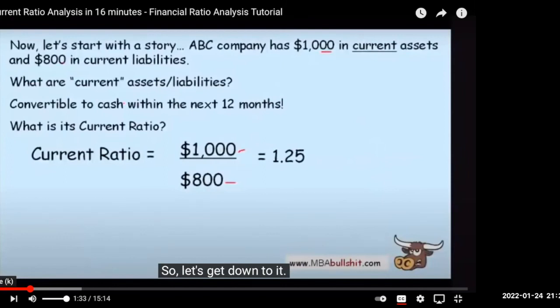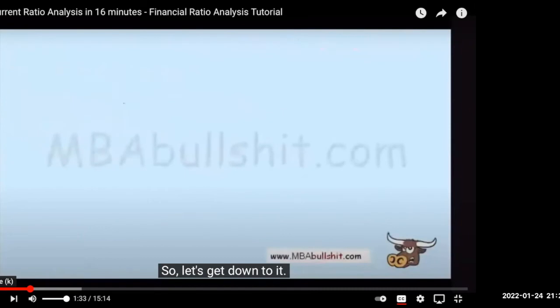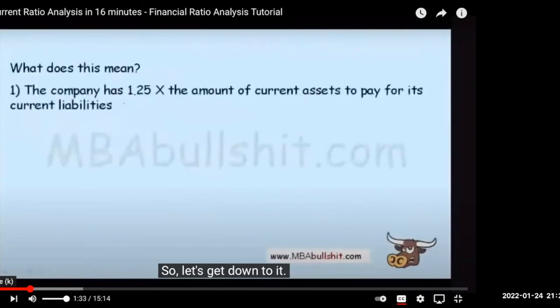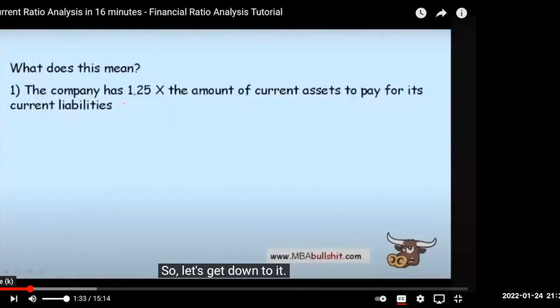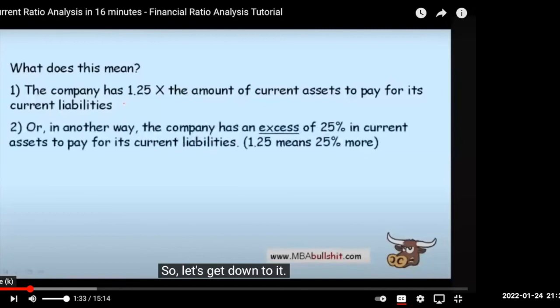1.25. Now, the more important thing is, now this is very easy to compute. So the more important thing is, what does this mean? What does 1.25 mean with the current ratio? Well, it means that the company has 1.25 times the amount of current assets to pay for its current liabilities. Or another easier way to understand it, if you don't understand the meaning of 1.25 times, is that the company has an excess of 25% in current assets to pay for its current liabilities. It has more than enough current assets to pay for its current liabilities.